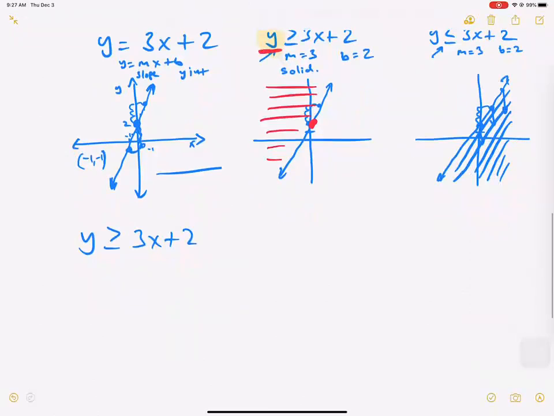So my question now is, given this, check if, let's use something easier, (0, 5) is okay. Is (0, 5) going to give me a true statement here?